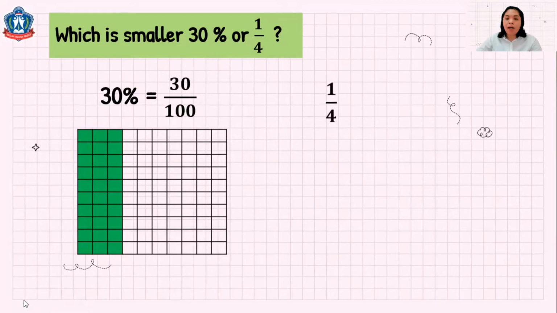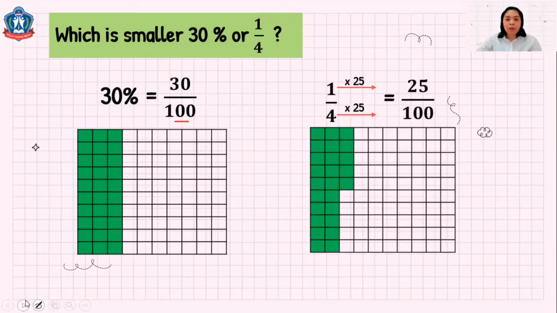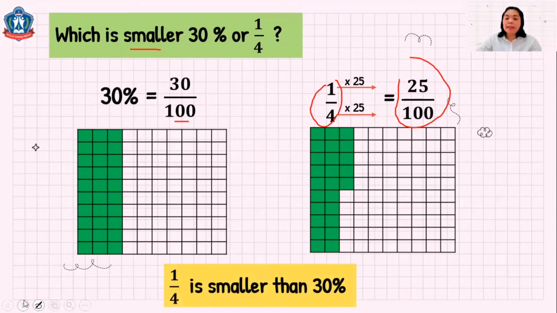When we see 1/4, let's change this into a fraction where the denominator becomes 100. So let's multiply by 25, and that is equal to 25 hundredths. If we put it in this figure, this is only 25 parts out of 100. So therefore, which one is smaller? Yes, the 25 hundredths, or the 1/4. So 1/4 is smaller than 30%.